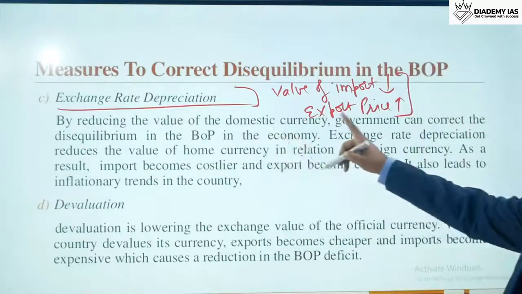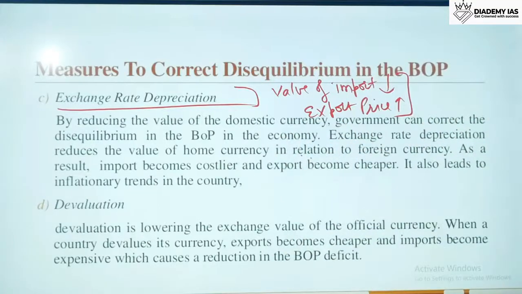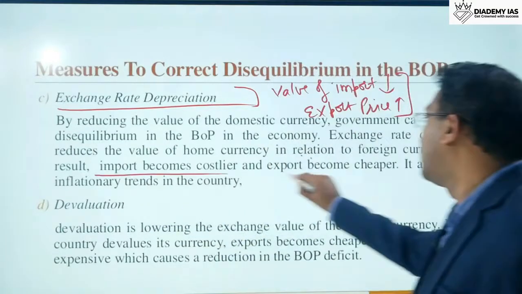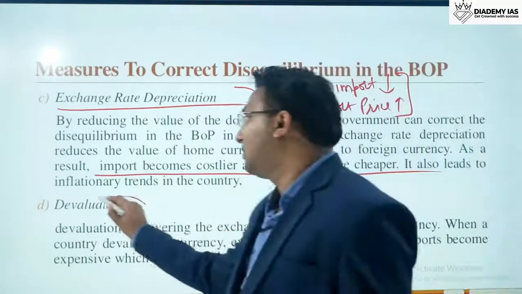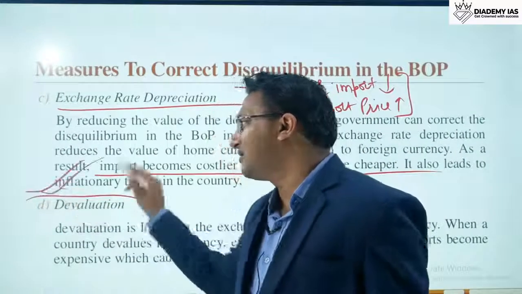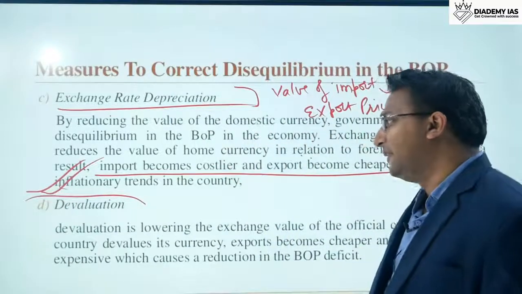By reducing the value of domestic currency, government can correct the disequilibrium in the BOP in the economy. Exchange rate depreciation reduces the value of home currency in relation to foreign currency. As a result, import becomes costlier and export becomes cheaper. It also leads to inflationary trends in the economy. But this is a very, very poor aspect, that it leads to the inflationary trend.